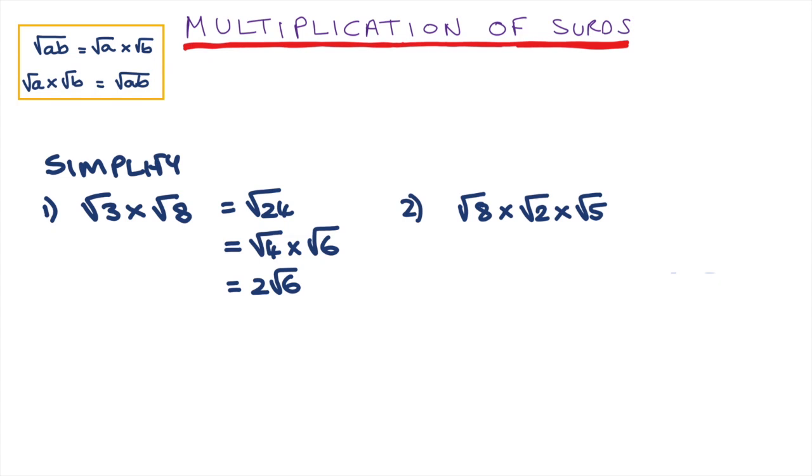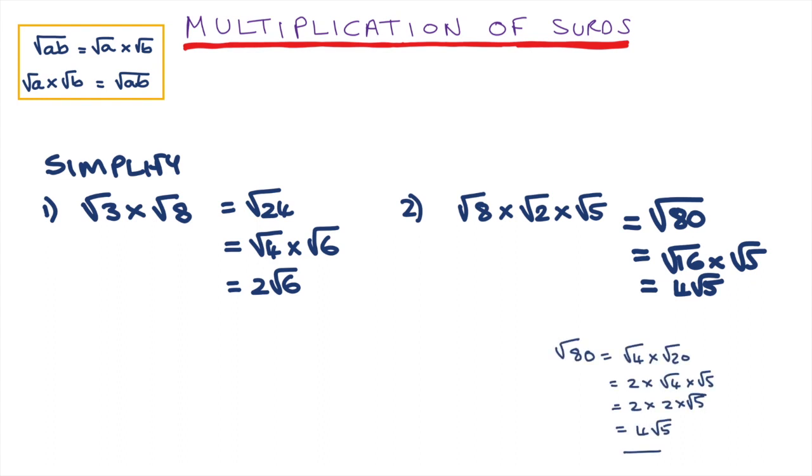Root 8 times root 10 would multiply to give us root 80. And again, can we think of two numbers that multiply to give 80, one of which is a perfect square? Root 16 times root 5, which is 4 root 5.